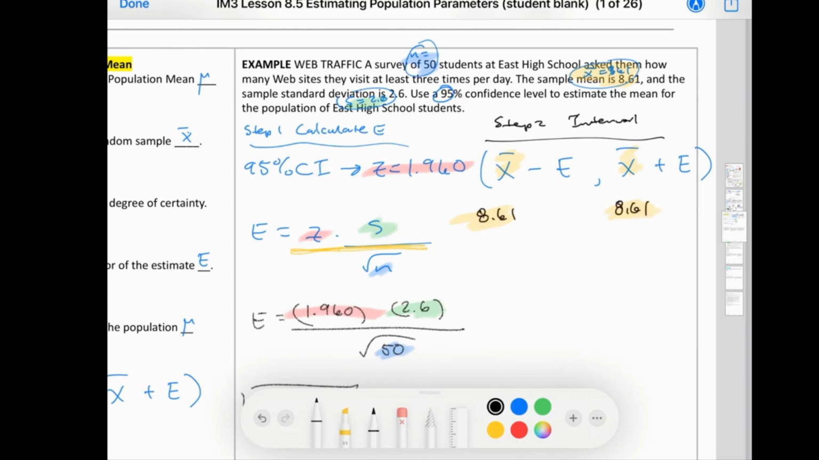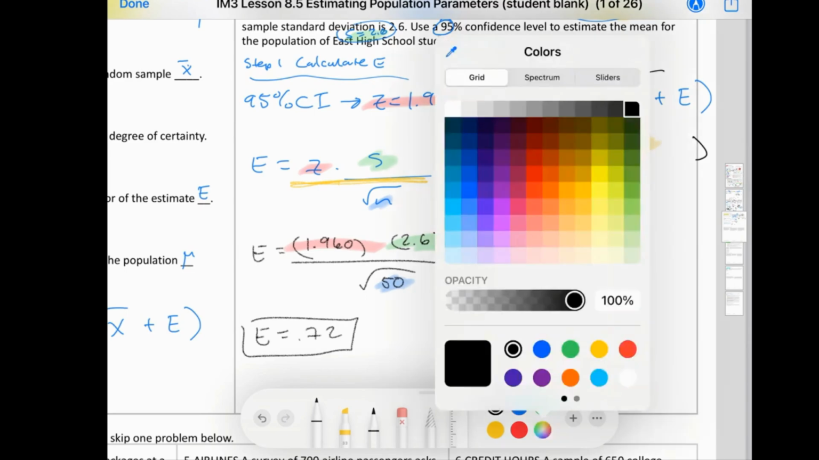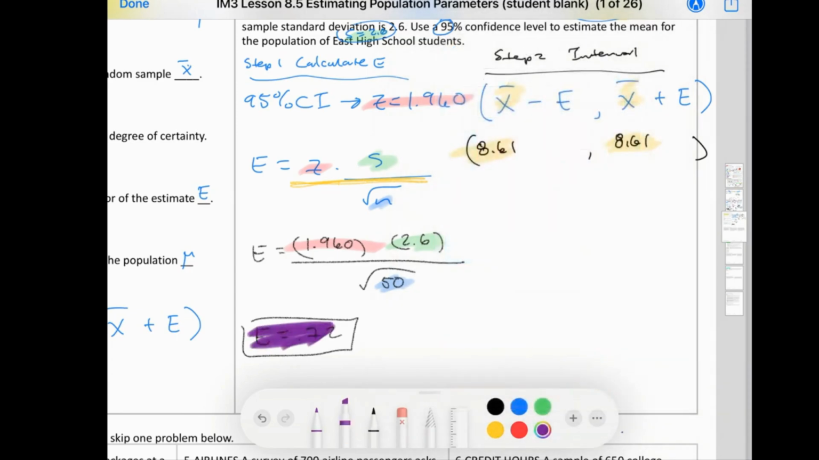8.61. Okay, then E, we just found E. Random colors here. Let's do purple. Do it again. Purple. 0.7. Well, that was dark. E is 0.72.